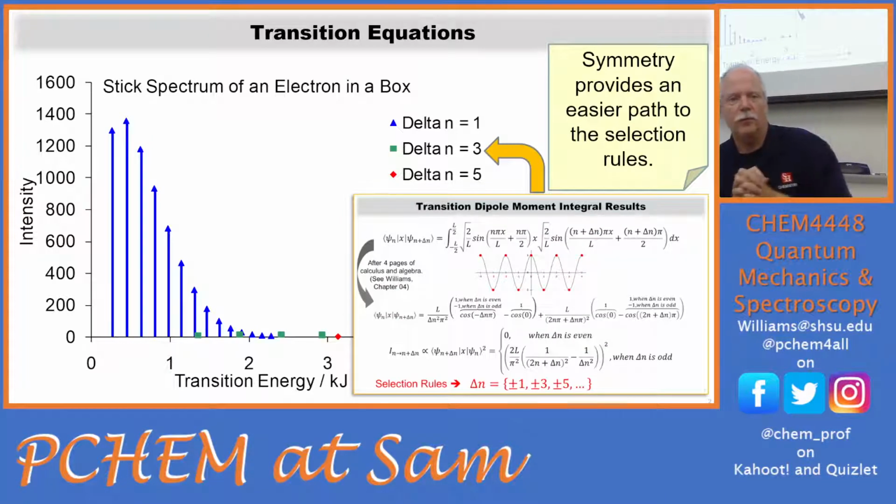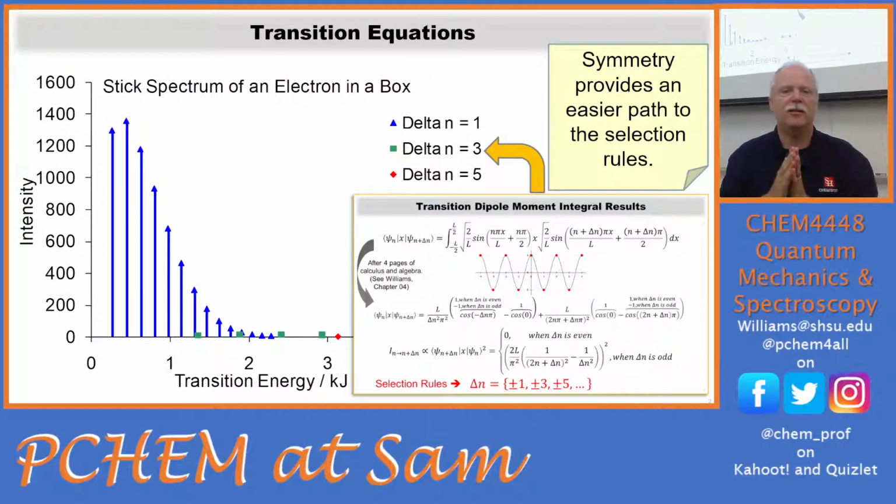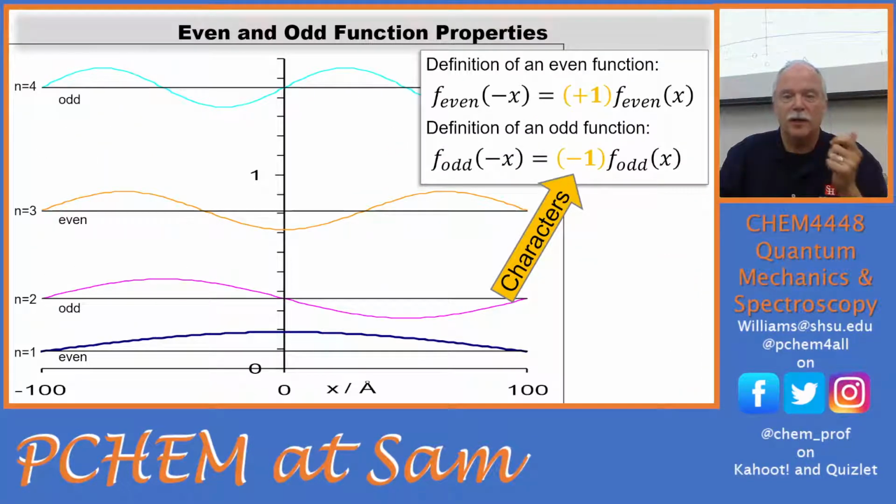So we ended last time with a stick spectrum of an electron in a box, and we used this transition dipole moment integral results and the cosines and so on to determine the selection rules, delta n equals 1, 3, and 5, and so on. And so it was four or so pages of calculus. As you guys are doing that for the lab, you'll see how tedious that is, all of those expansions and integration by parts and so on. But we're going to introduce even and odd functions today.